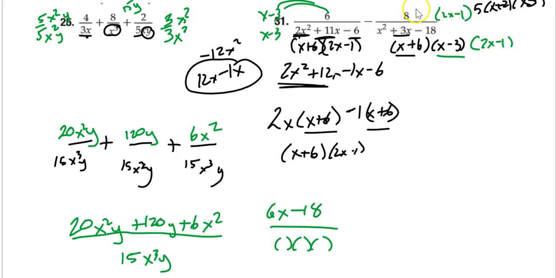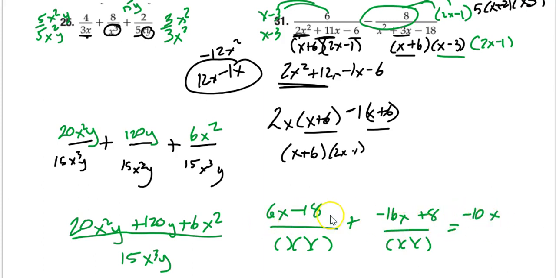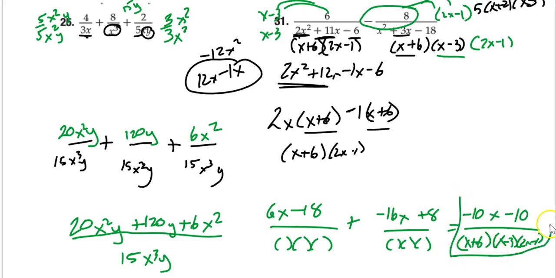Again, there's a negative there, so just to make it easier, I'm going to distribute the negative 8. So I'm going to get plus negative 16x plus 8. And I'm lazy, so I'll just do this. Combine like terms: 6x minus 16x is negative 10x. Negative 18 plus 8 is negative 10. All over x plus 6, x minus 3, and 2x minus 1. There you go, right? Common denominator.